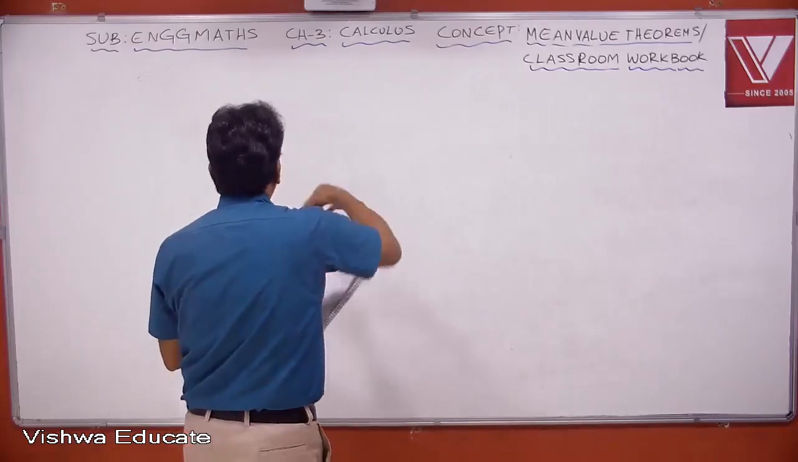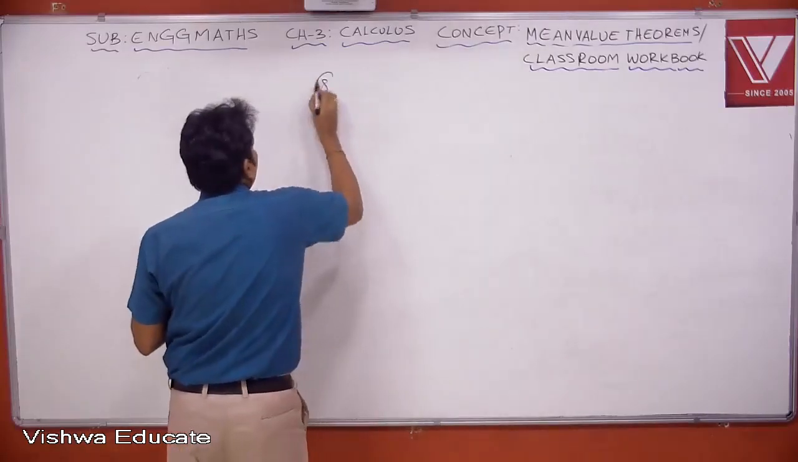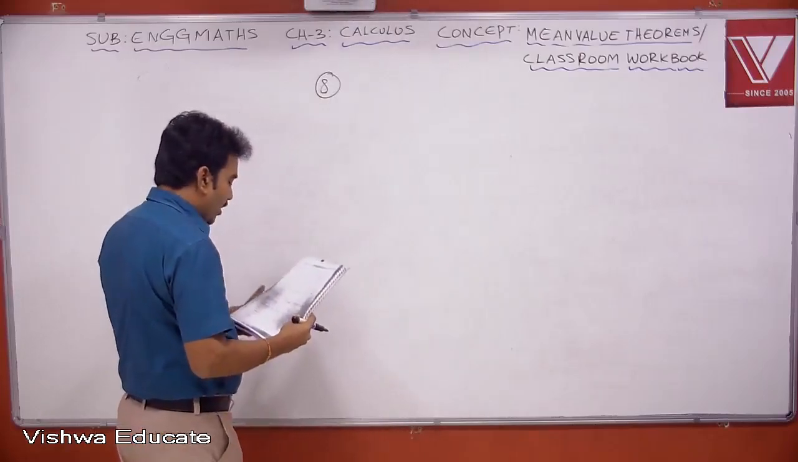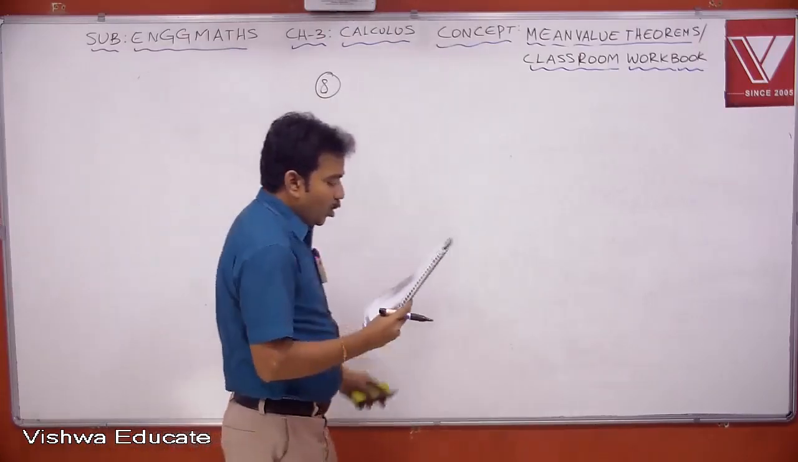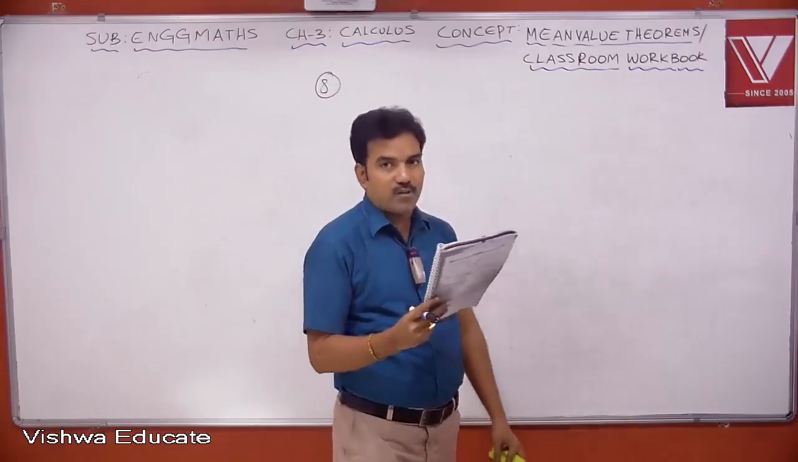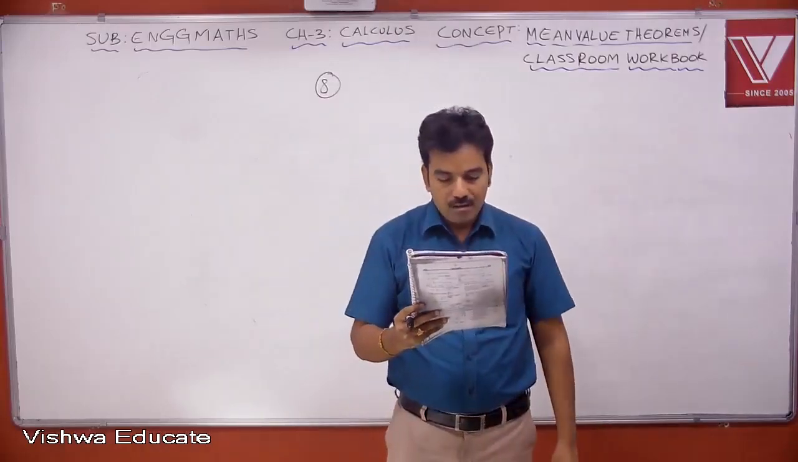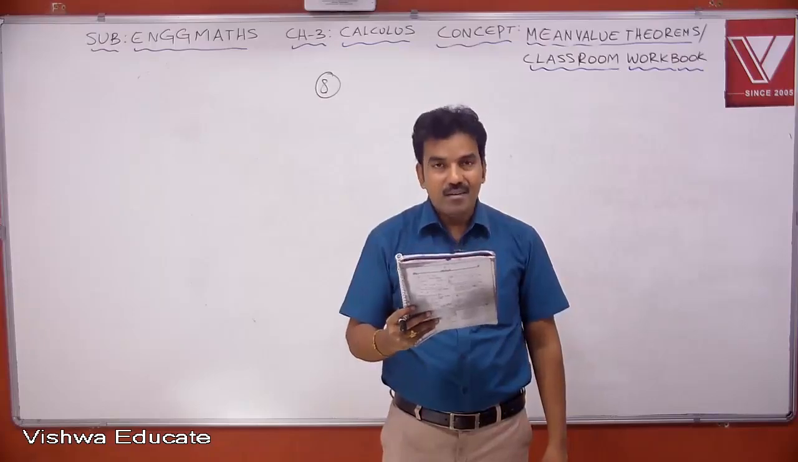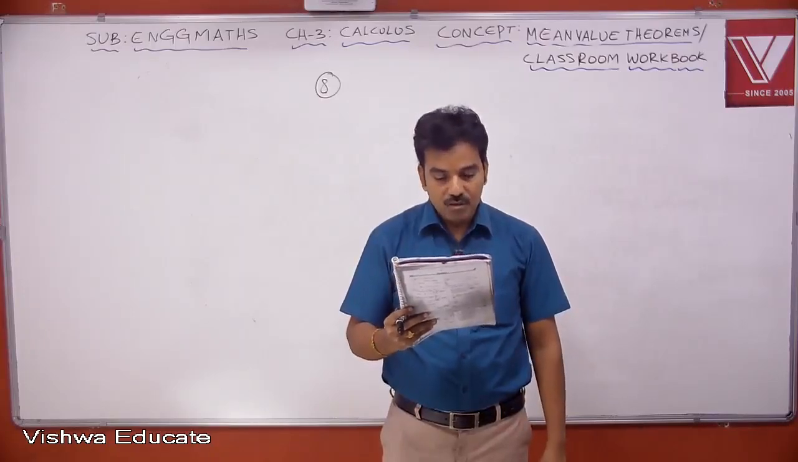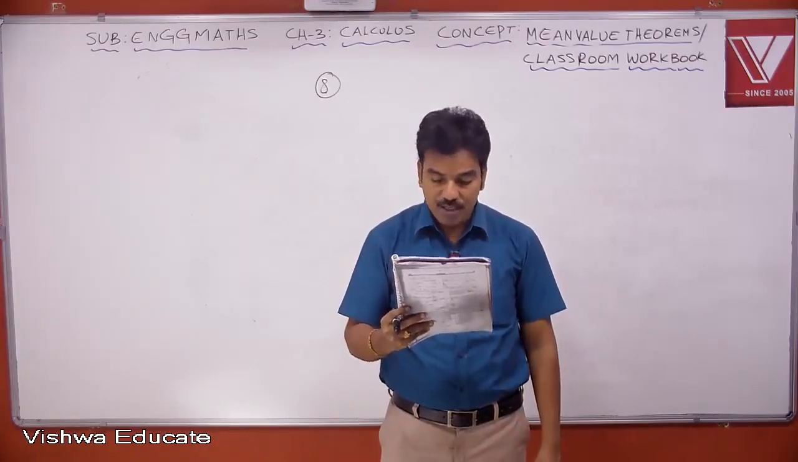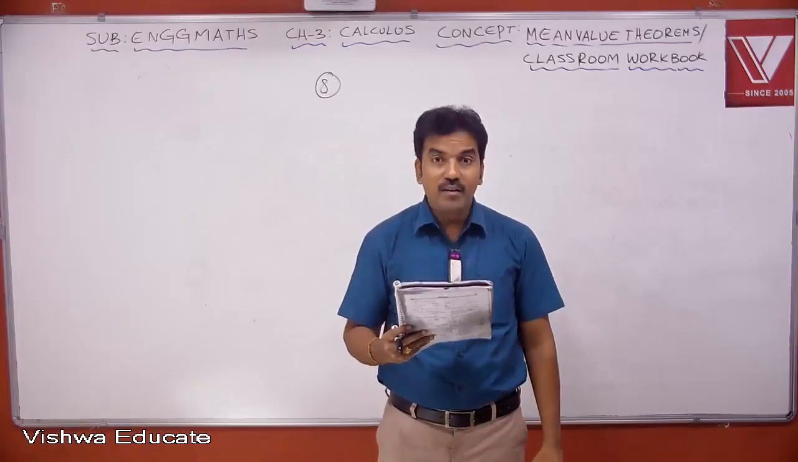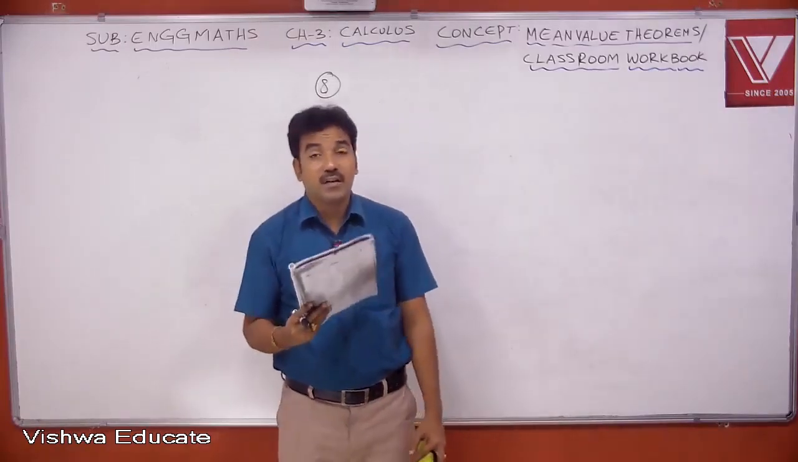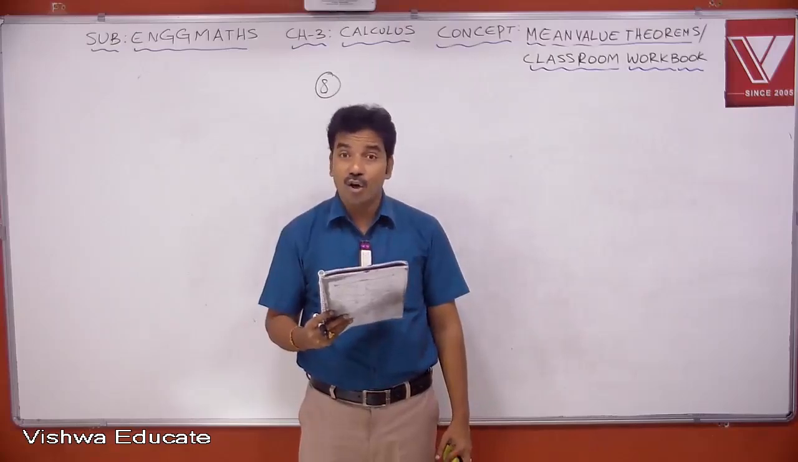Question number 8. Which of the following functions is not differentiable in the domain closed interval -1 comma +1? Let us see options. First option is x square. It is a polynomial expression. Second one is x minus 1. It is a polynomial expression. Third one is 2. It is a constant function. We know that all constant functions and polynomials are differentiable in all domains.